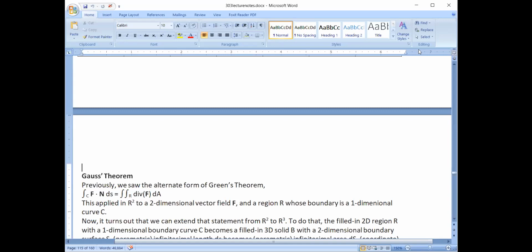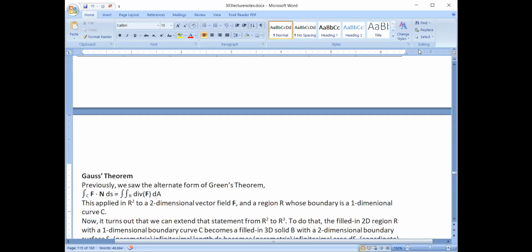So that was something that we saw before. We haven't really used it as much. This applied if we're in two-dimensional R2 space, you've got a two-dimensional vector field F, and then a region R whose boundary is a one-dimensional curve C. So it turns out that we can take this version and kick it up a dimension. So how does that work? Let's just explain that for a second.